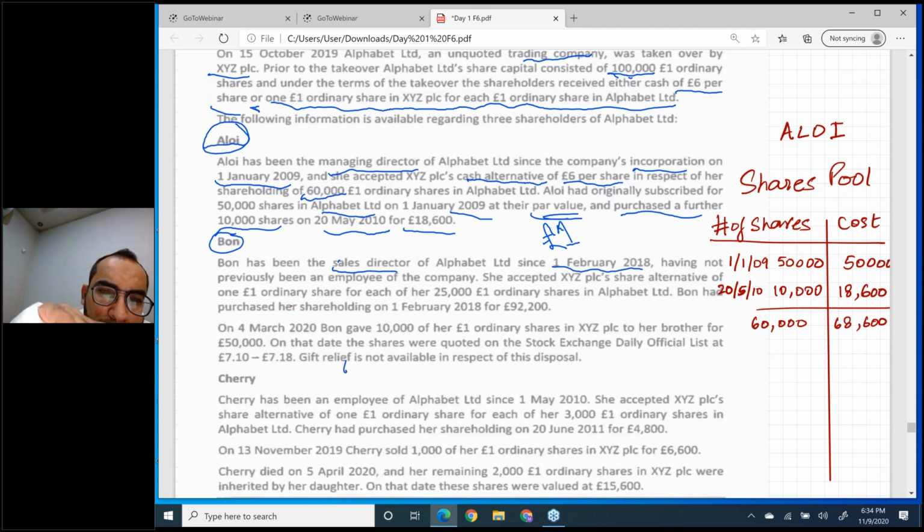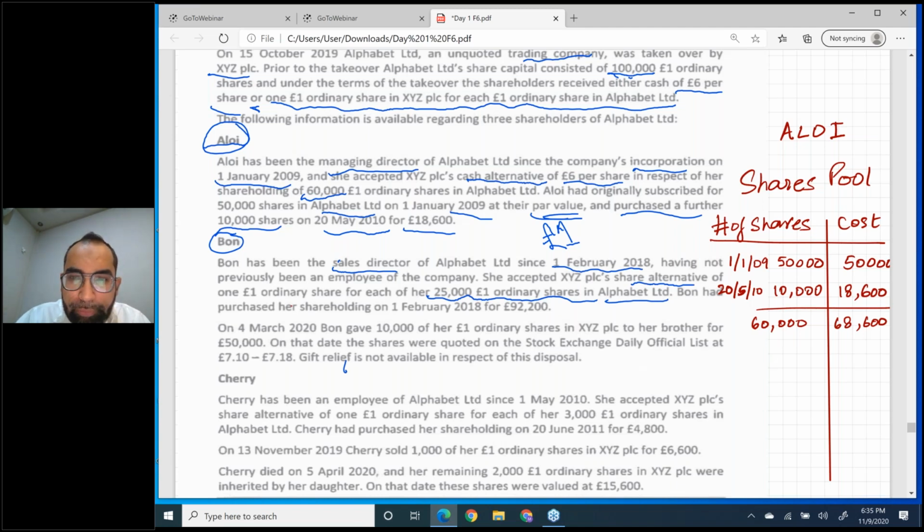Having not previously been an employee of the company, she accepted the XYZ PLC share alternative. See what she did. She opted for the share alternative, one for one. So she will get the same number of shares she already had, but with a different name: one ordinary share for each of her 25,000 £1 ordinary shares in Alphabetic Limited. That means she gave away her 25,000 shares of Alphabetic Limited and got XYZ ordinary shares. So there is no extra working, no need to compute gain right now.